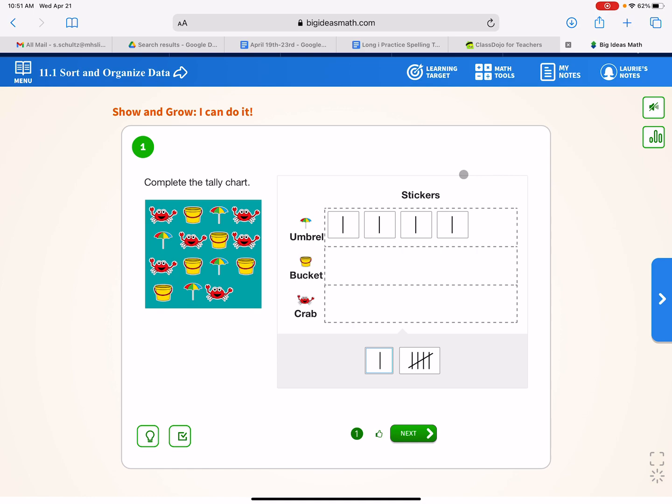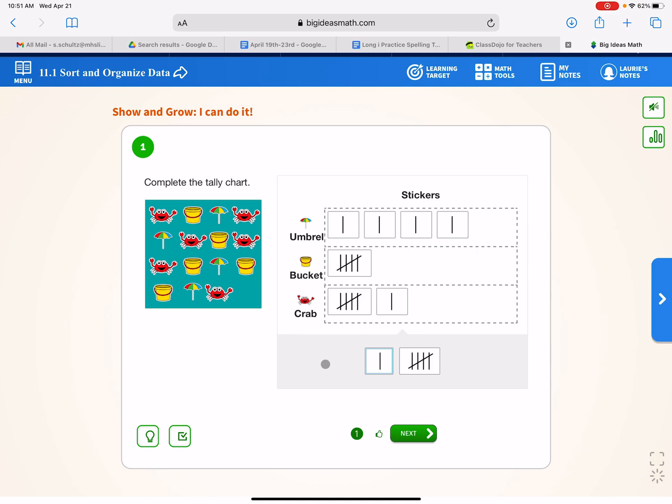Now let's count buckets. I see 1, 2, 3, 4, 5. And this is our representation of 5, so I'm going to click that. And then we have crabs. So let's see, we have 1, 2, 3, 4, 5, 6. So this is 5, and then we need one more to make it 6. So now we see we have 4 items found of umbrella. We have 5 for bucket, and then we have 6 for crab.